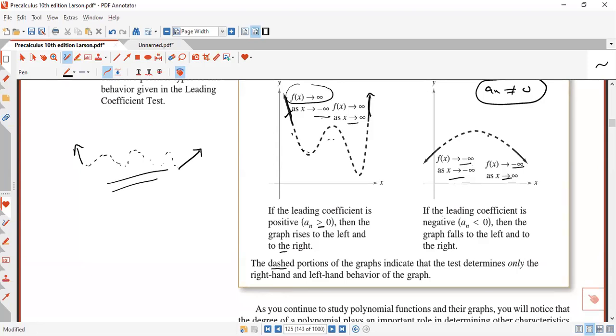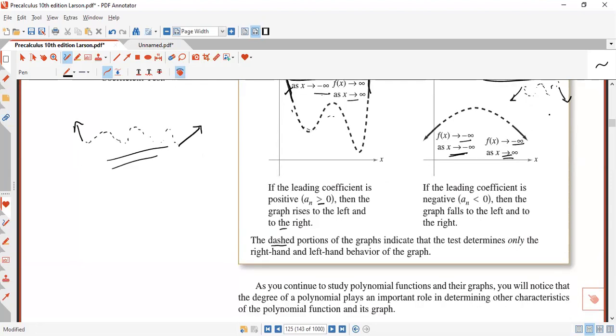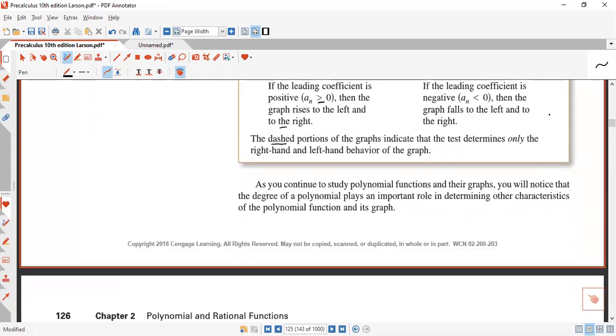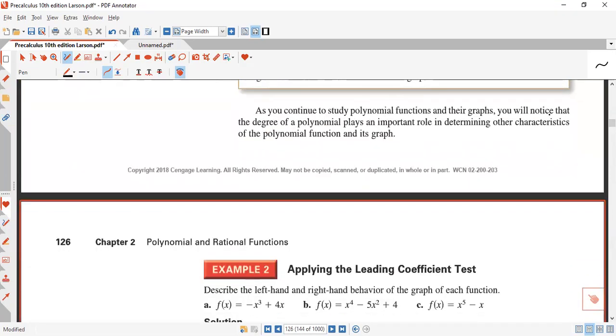Even functions cannot be quadratic only. They may be power 4 or power 6 or power 8. But the leading coefficient is only telling you the long-term behavior. X tends to positive or negative infinity means the graph eventually goes down on both sides, but in the middle we don't know how it will look. Okay, so this is regarding your leading coefficient test. I hope you got the idea.